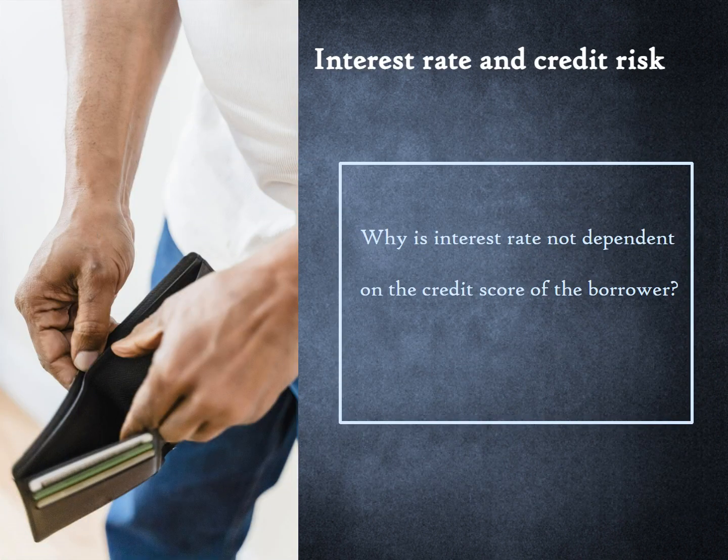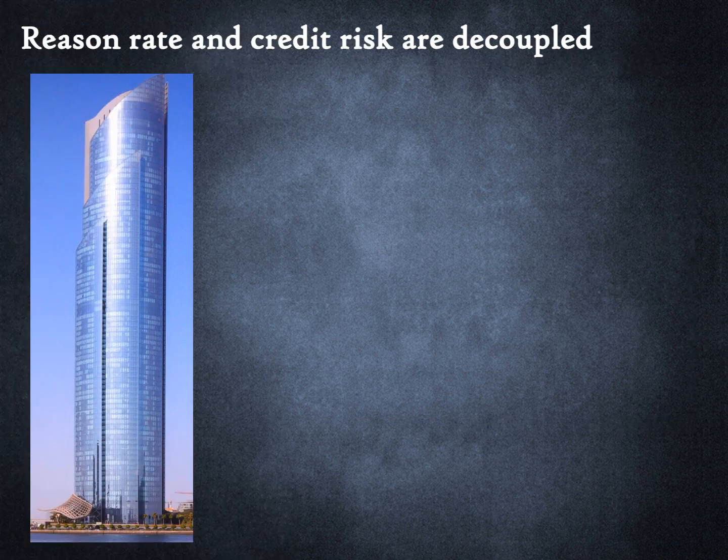You may be wondering why the interest rate is not dependent on the credit score of the borrower. After all, this is how traditional finance works. Next, we will address this question. The credit risk of a specific borrower is not relevant to Compound because of 4 reasons. First, the loan is over-collateralized. But this is true even of our home loan.